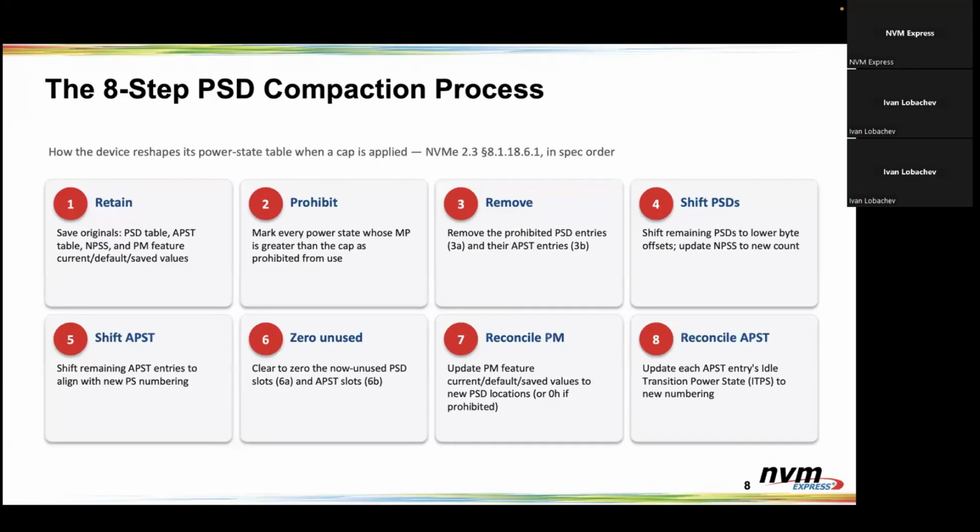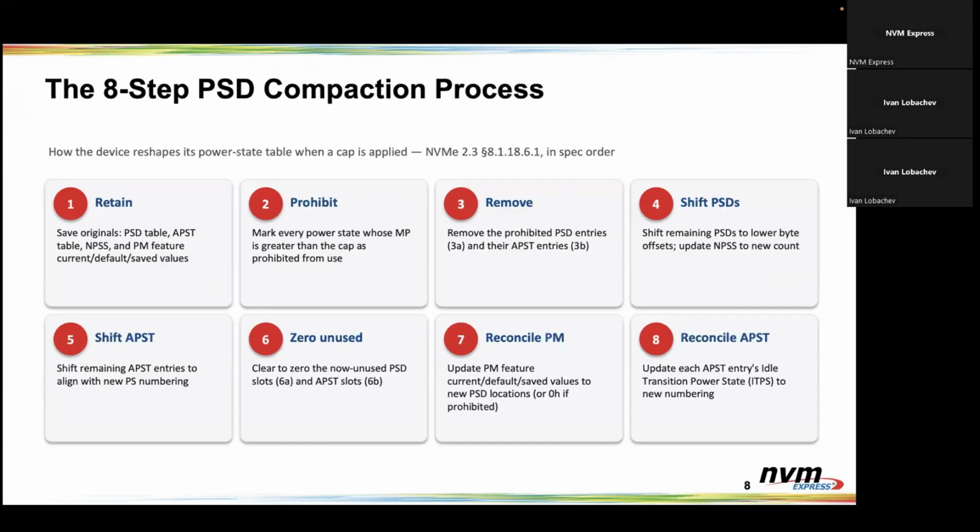Let's talk a little bit about how this process works. I've tried to break it up into 8 steps, and I'll pretend that I didn't make it 8 just so that it fits nicely on the slide. Basically, step 1 is we want to retain a clean copy of the originals. It's going to be saved in the RPSD set, the removed power state descriptor set. It will make the restoration deterministic later, and we'll talk about why that's important in a bit.